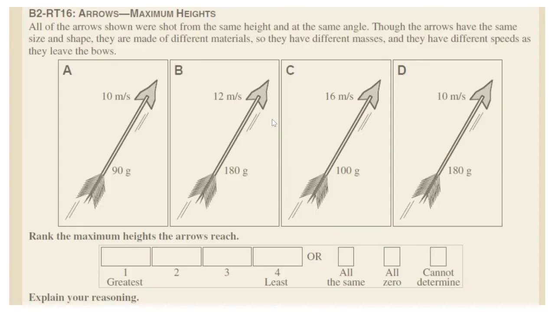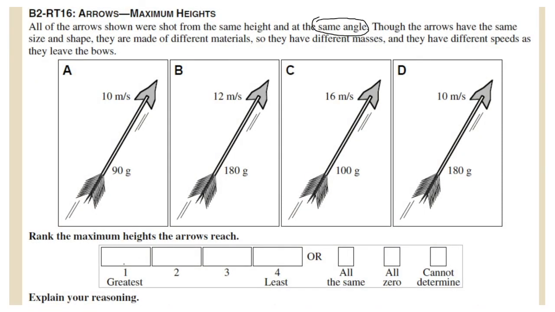And so that makes our ranking here C with an initial velocity of 16 meters per second, then B, and then A is equal to D. Obviously, if you put D is equal to A there, that doesn't matter. It's the same thing. And now that we've already worked out the reasoning, all you need to do is write that down.